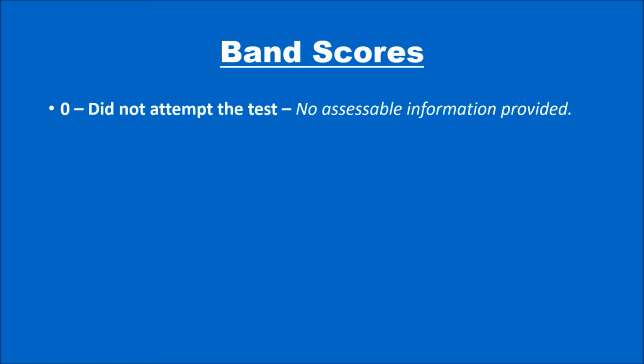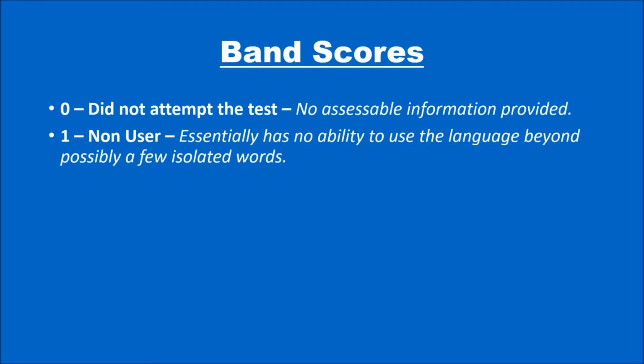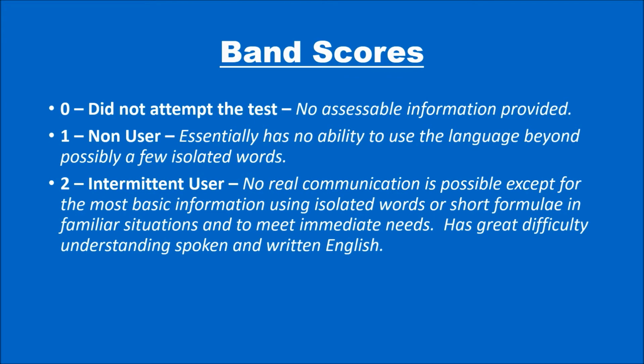IELTS band scores. The IELTS scores are based on a band scale ranging from 0 to 9, which reflect a candidate's English proficiency level. 0. Did not attempt the test. No accessible information provided. 1. Non-user. Essentially has no ability to use the language beyond possibly a few isolated words. 2. Intermittent user. No real communication is possible except for the most basic information, using isolated words or short formulae in familiar situations and to meet immediate needs.